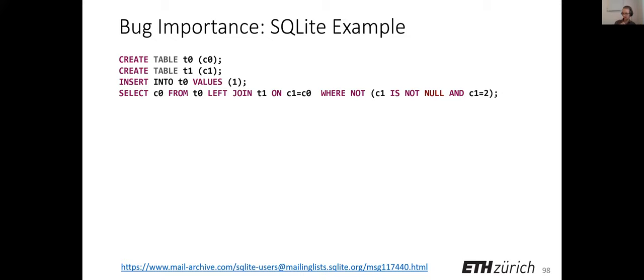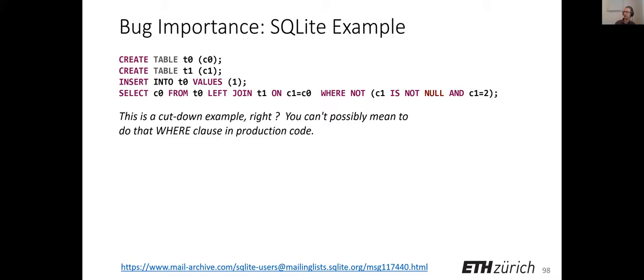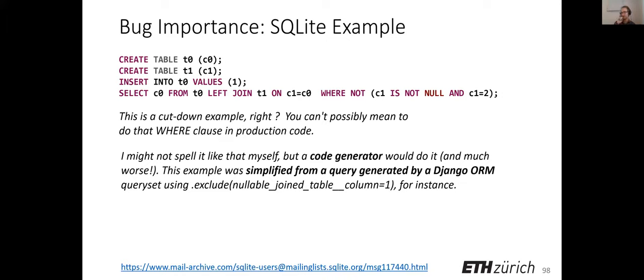And while we, of course, agree that a number of bugs were of less importance, I also want to show you one example of an important bug, which I believe still matters in practice. So you can see here this reproducer for a bug that was posted on the SQLite mailing list. You probably noticed that this WHERE clause is actually quite complicated and it could be simplified. And another user on the SQLite mailing list commented on this and said that you can hardly mean to write this WHERE clause in production code. And the user defended themselves, stating that this query was not manually written. It was automatically generated by some middleware.